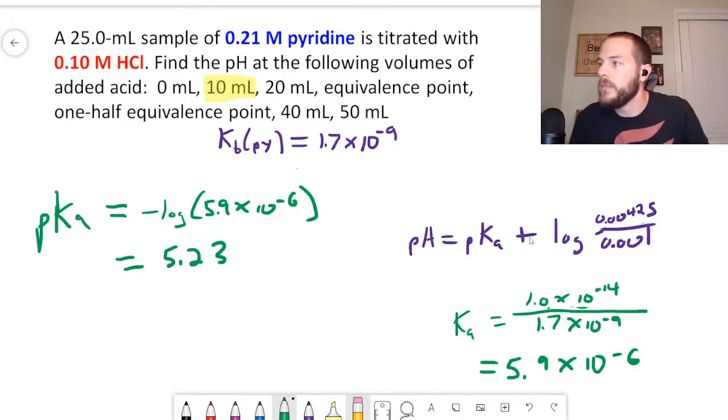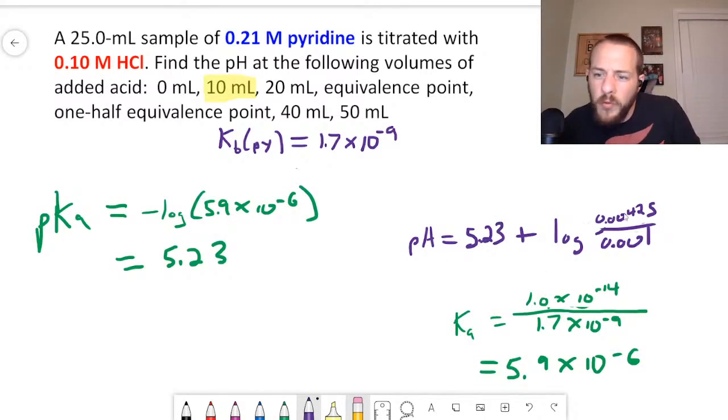Now we have all the pieces we need to solve this problem, right? We have our amount of base up here, our amount of acid down there, and we have our pKa now, so let me plug that in. pKa is 5.23. We have 5.23 plus the log of 0.00425 divided by 0.001. Calculate that.